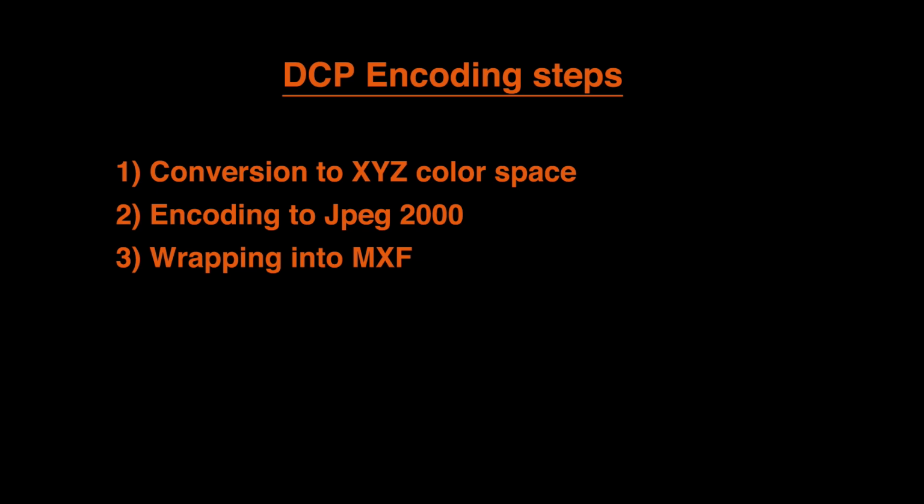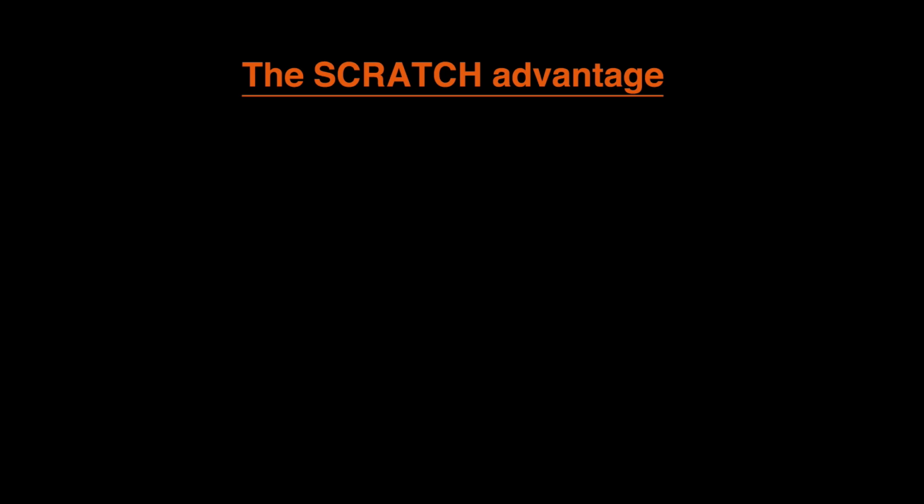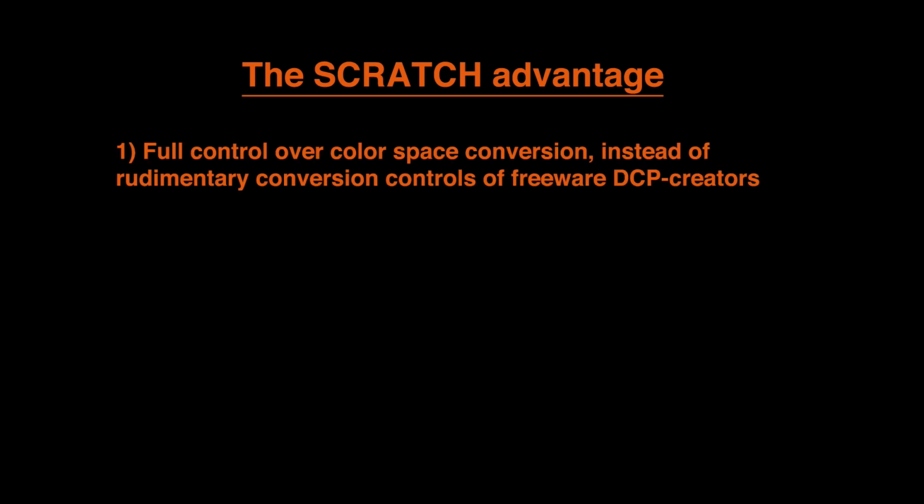However, in our workflow, we will be using Scratch to do the first two steps, the conversion to XYZ and the encoding to JPEG2000. And here's why. First of all, most of the freeware DCP encoding softwares only offer a checkbox which allows to convert from sRGB or Rec 709 to XYZ, and that's as far as the options for color space conversion go with a freeware.